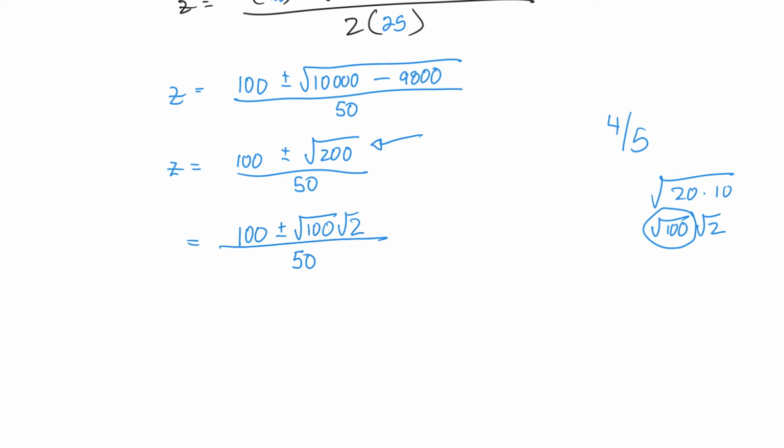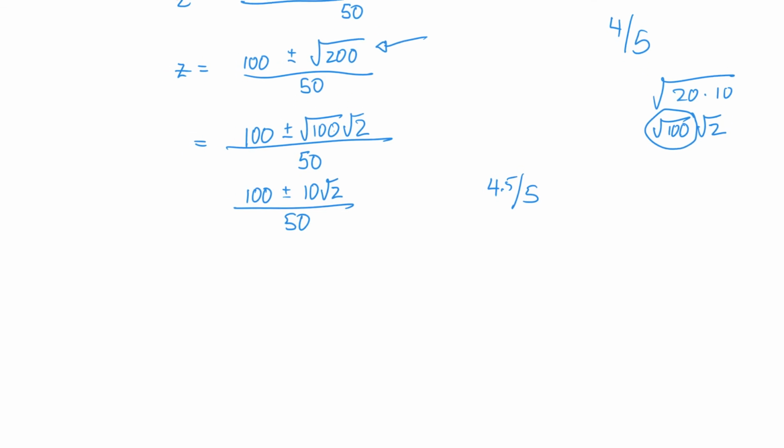Okay? And now the square root of 100 is 10, so this would be 100 plus or minus 10 root 2 over 50. Okay, if I got to that point, I'm probably 4.5 out of 5. We're almost there. This 50 at the bottom is a common denominator. And so what I can do is split the top and just write it as 100 over 50 plus or minus 10 root 2 over 50. And then I can simplify each of those fractions.